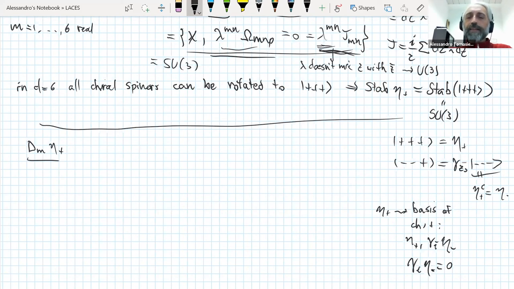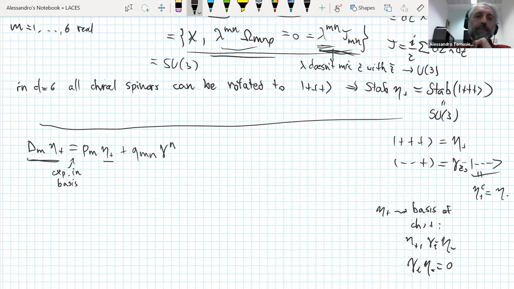So if I write, instead of gamma I bar eta minus, I just write gamma m eta minus, I'm just being a little redundant. So using this, I claim that I can now expand this in a basis. So this is a spinor, I can expand it in a basis. And I get a bunch of coefficients here. I call P_M the coefficients on eta plus itself, and then Q_MN the coefficients on the gamma eta minus.